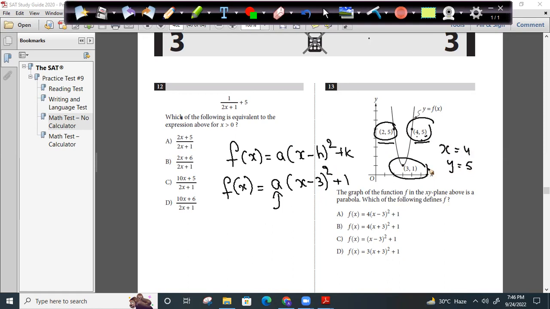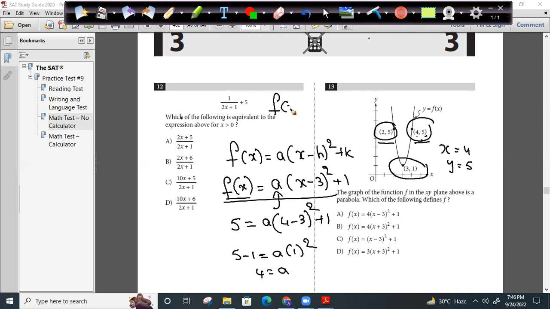5. So y is 5, which is equal to a times (x minus 3) squared with x as 4. So 5 minus 1 is equal to a times 1 squared. 4 is equal to a. So my function is f of x is equal to 4 times (x minus 3) whole square.